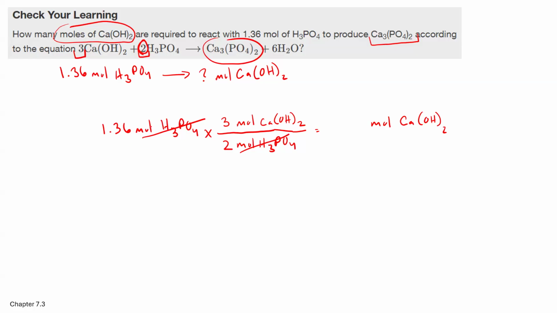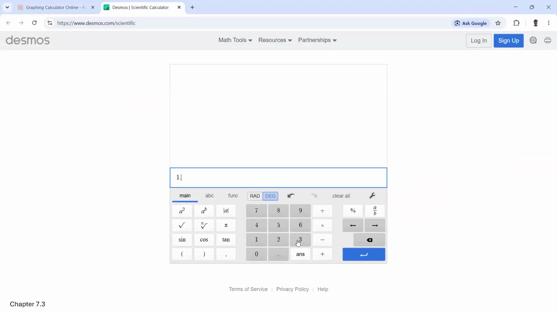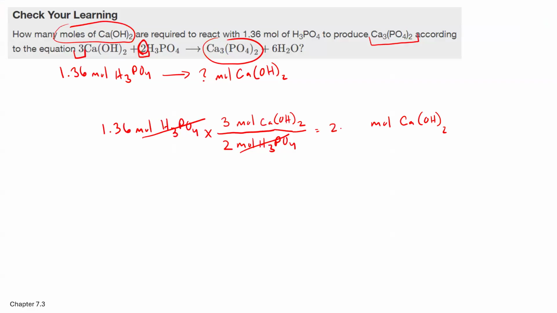So it's 1.36 times 3 divided by 2. I think it's 1.36 times 3 divided by 2. So I got 2.04. Let's talk about this real quick, right? If I have 1.36 moles of phosphoric acid, I need 2.04 moles of calcium hydroxide, right?